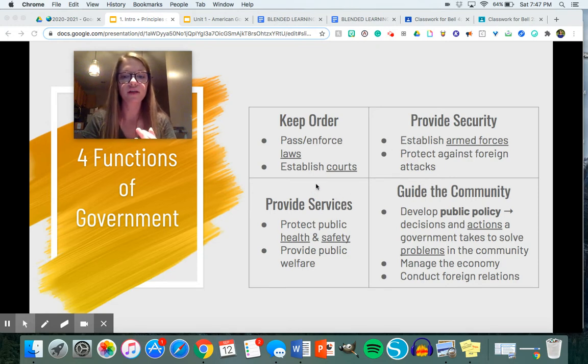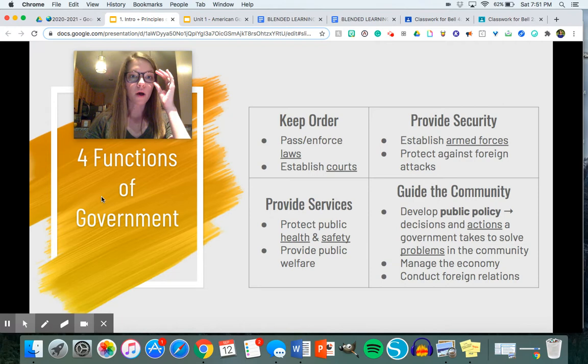The government also provides services, and one of those big services is protecting public health and safety and providing public welfare. The government runs schools, libraries, and parks. They're responsible for repairing roads and maintenance on city, county, and government roads. They collect garbage at the local level and deliver the mail through the USPS. You have the police and the fire departments that provide security, but also services for people when there's a fire, for instance, in your neighborhood.